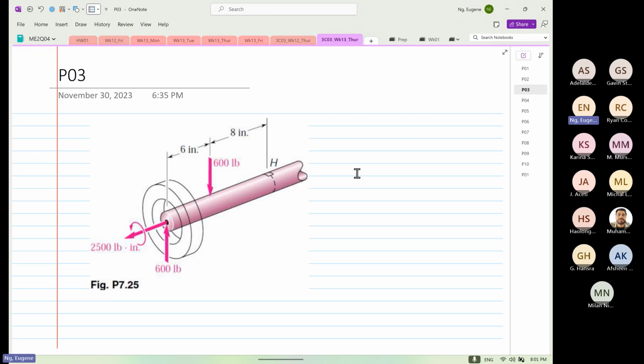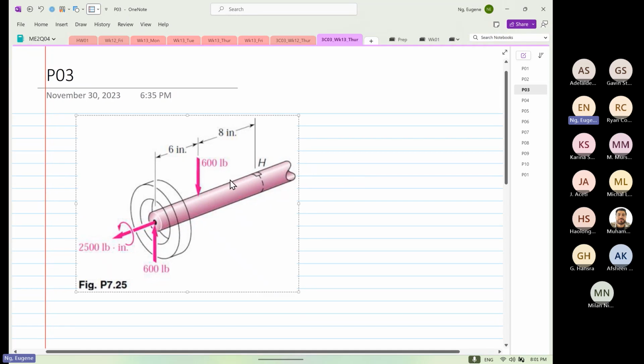I give you forces, and I give you a bending moment, and I give you a torque. You don't know. Okay? Let's deal with simple stuff first.